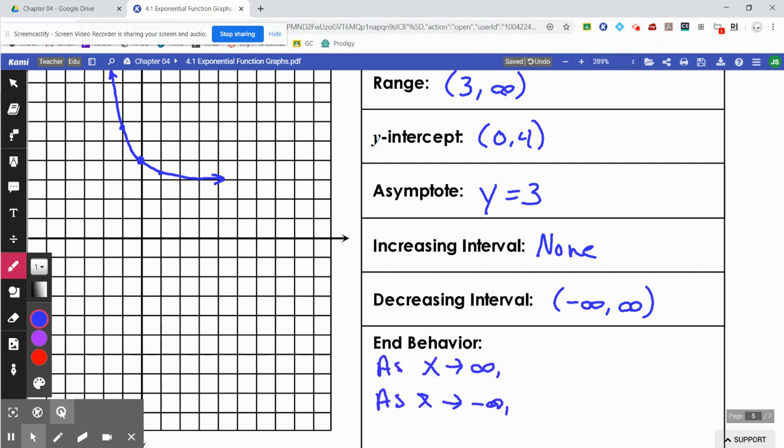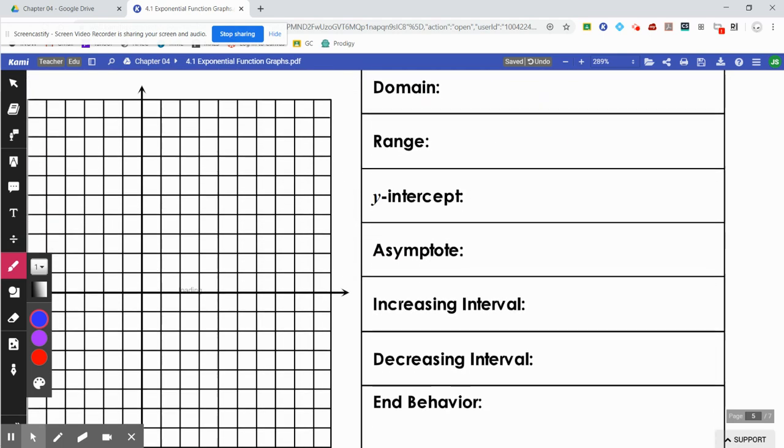And finally, our end behavior. As we travel to the right on my graph, again, it levels out. My y value levels out to the asymptote line. As we travel to the left, my y value increases without stopping. Next function.